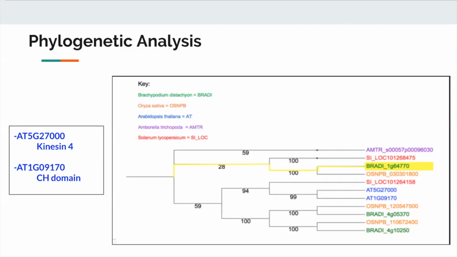The homologous rice gene encodes kinesin 14, as does the orthologous tomato gene, with similar common ancestors to the Brachypodium gene. Scientists know much about the Arabidopsis genome, therefore these homologs were most important in narrowing down the function of the Brachypodium gene. AT5G27000 encodes kinesin 4, whereas AT1G64770 encodes the P-loop nucleoside triphosphate hydrolases superfamily in the CH domain. This supports our hypothesis that our gene contains a kinesin 4-linked CH domain.